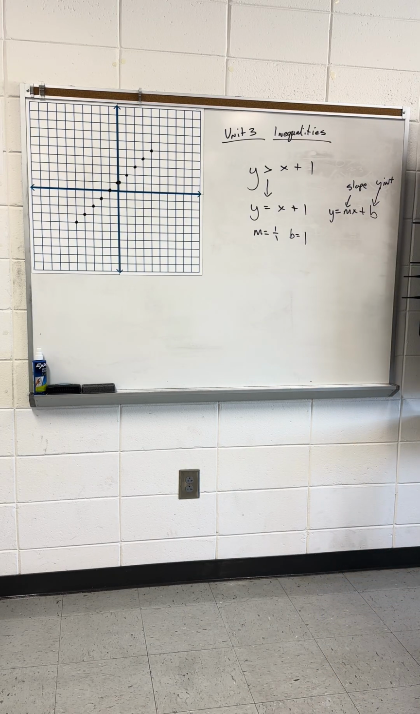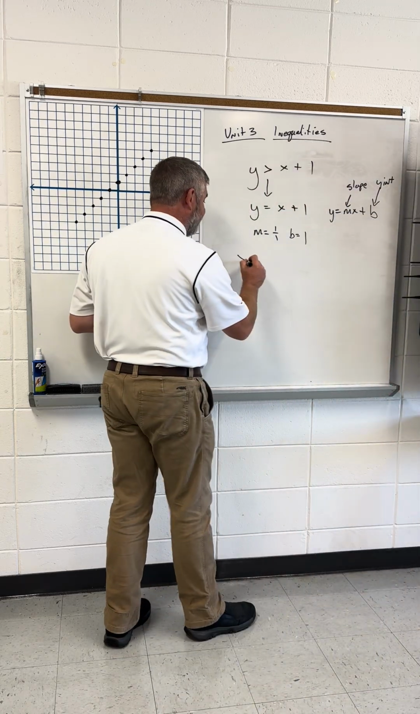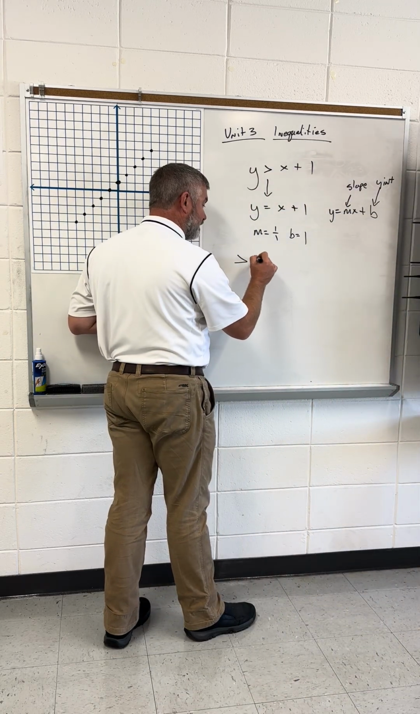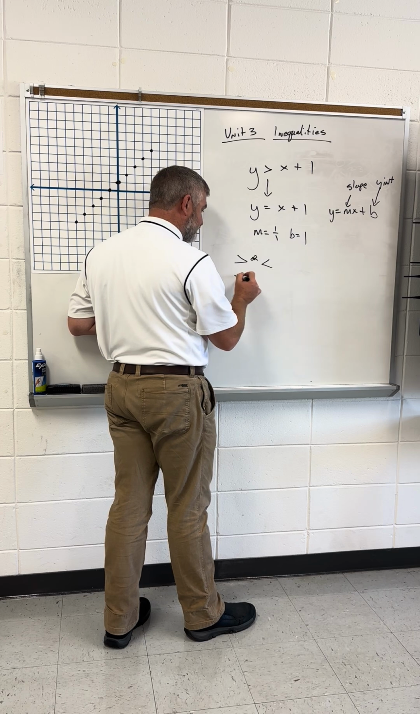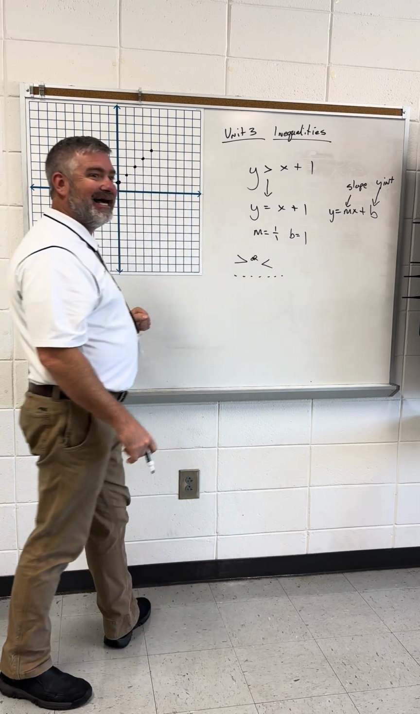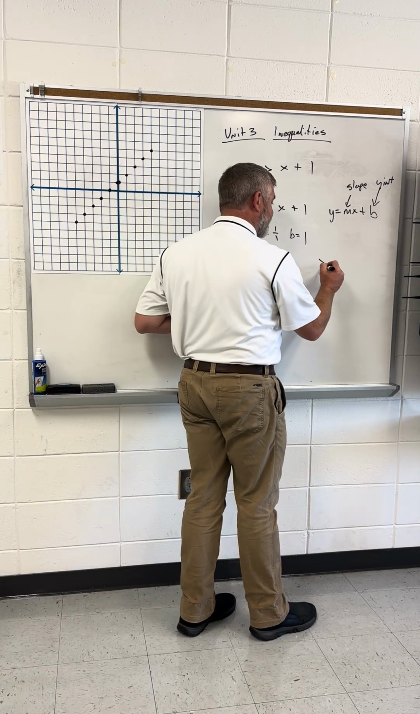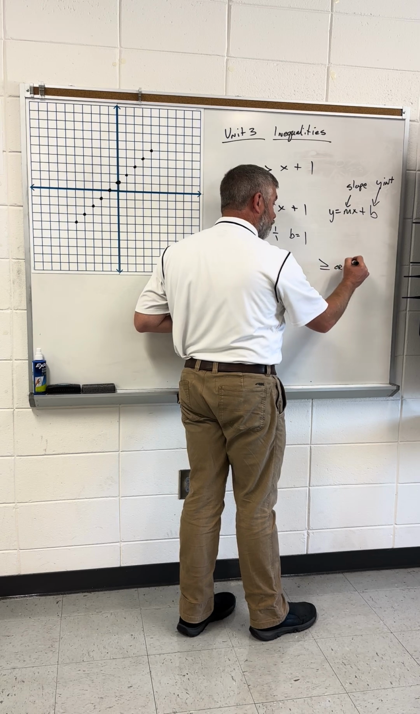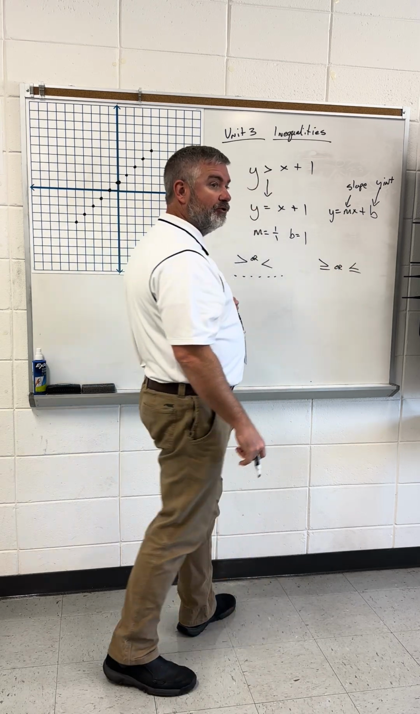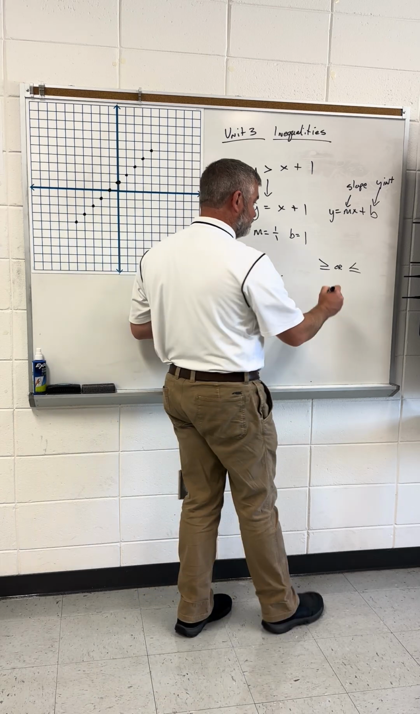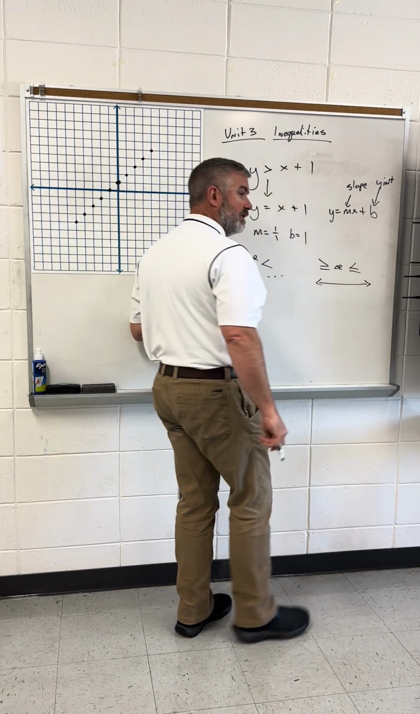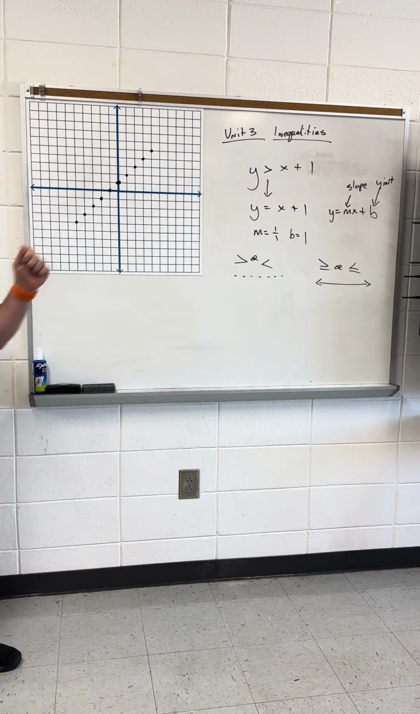The rule that you need to write down in your notes is if it's greater than or less than, if it's one of these two things, it is a dotted line. On the flip side, if it's greater than or equal to, or less than or equal to, what do you think the line should be? Solid. Copy that down in your notes, circle it, star it, highlight it. It's extremely important.